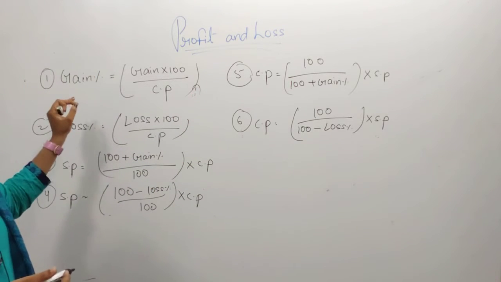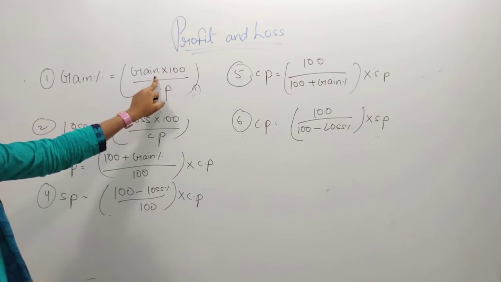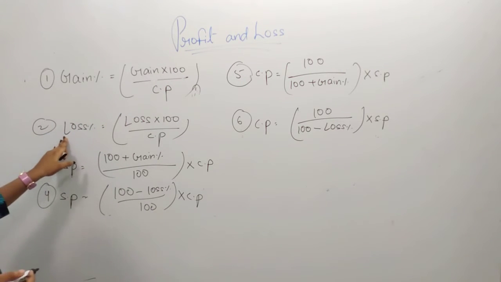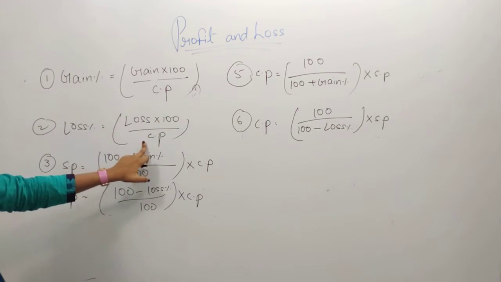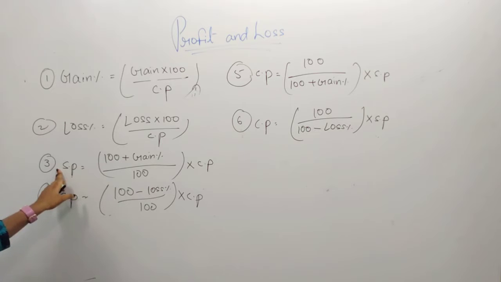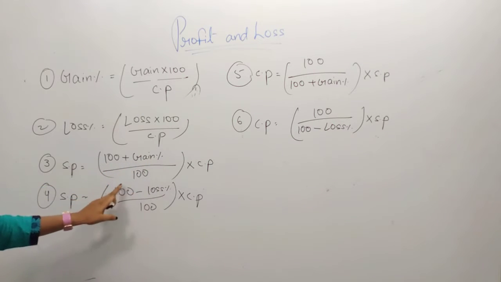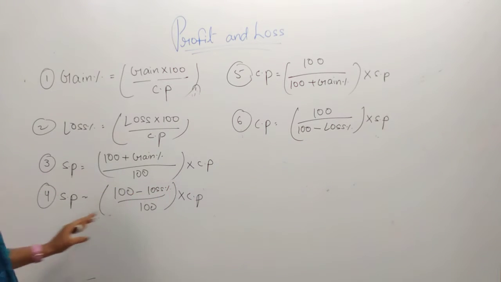What is the first? If in the question you have to find gain percent, means how much gain is given in the question, into 100 by cost price. If you have to find out loss percent, what will we do? Loss into 100 by cost price. If you have to find selling price, and gain or loss percent is given, if gain is given in the question and you have to find out selling price, means 100 plus gain percent by 100 into CP, means what, cost price.